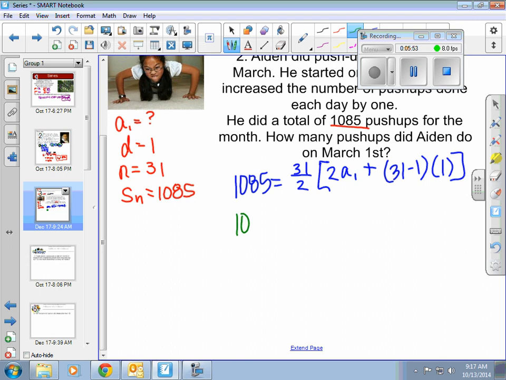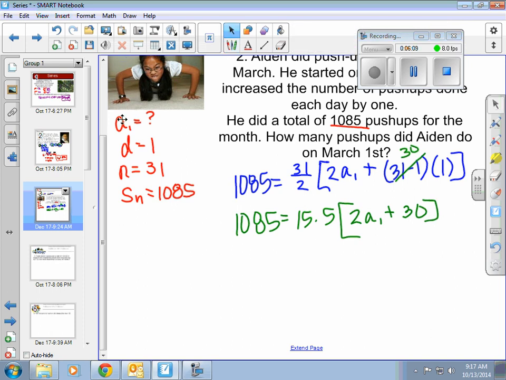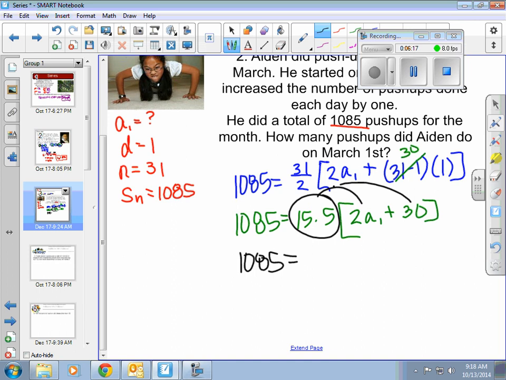I still have 1085 is equal to 15.5. On the inside here, I see 31 minus 1 will give me 30. 30 times 1 is 30, so I have 2 a sub 1 plus 30. Then I'm going to go ahead and distribute this 15.5 to each piece here. So I have 1085 is equal to 15.5 times 2 is going to give me 31 a sub 1 plus 15.5 times 30 will give me 3,000.